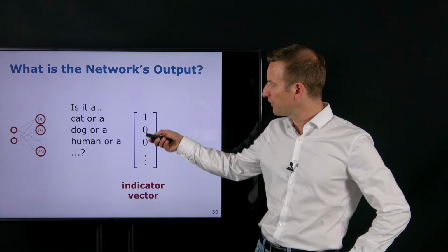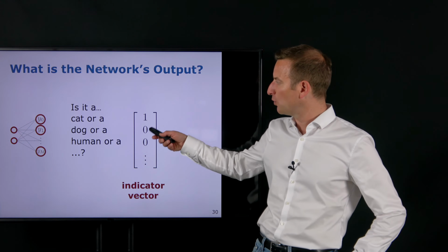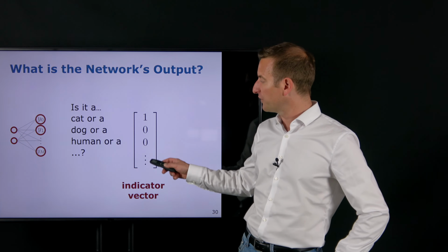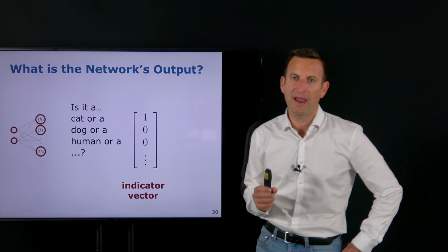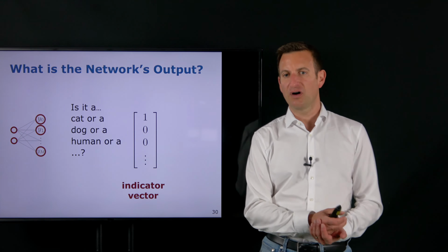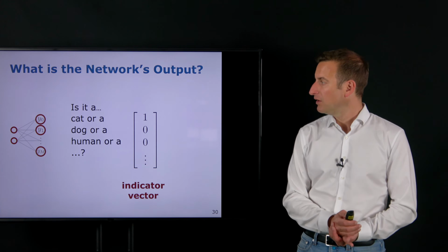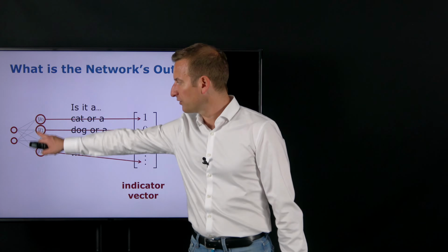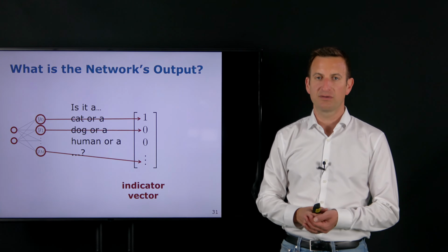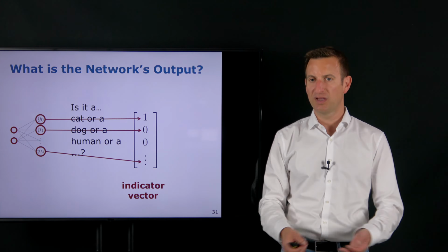If you get 1, 0, 0, 0, it means it's a cat. If you get 0, 1, 0, 0, 0, it means it's a dog. If you get 0, 0, 1, 0, 0, 0, it means it's a human. So that's the way the network communicates with us what it thinks it sees in that image. Those output values of my neural network are directly this indicator vector and should contain zeros and ones.